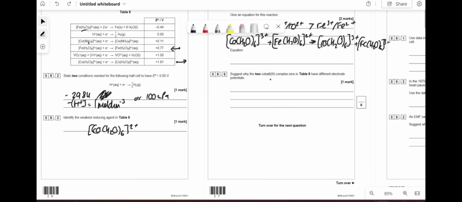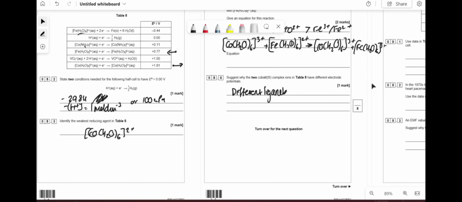Suggest why the two cobalt complex ions in table 8 have different electrode potentials. It's because they've got different ligands. I mean, you can see this one's got H2O and that one's got NH3, so they're probably going to behave differently. So different ligands. They have the same oxidation state, 3+ and 3+. So it's probably the fact that they have different ligands. You can conclude that because that's essentially the only thing that's different between the two.